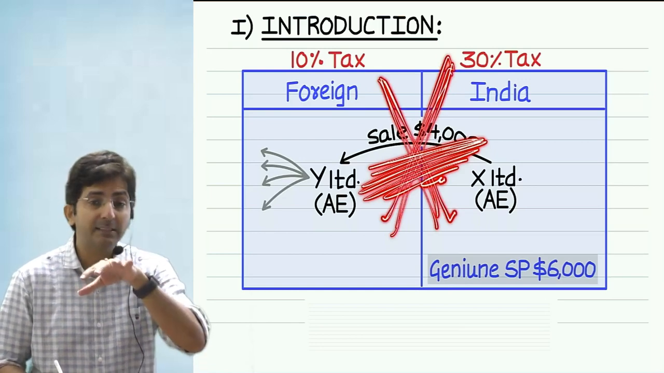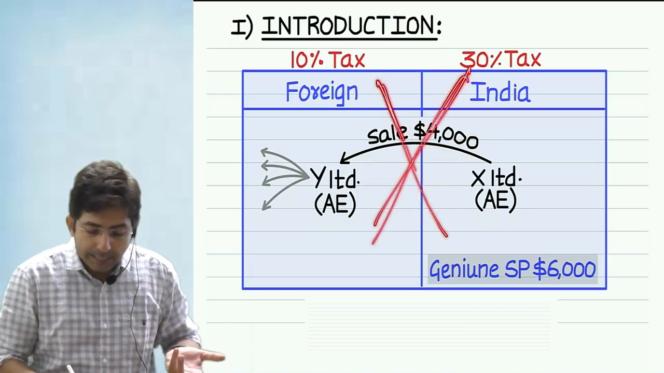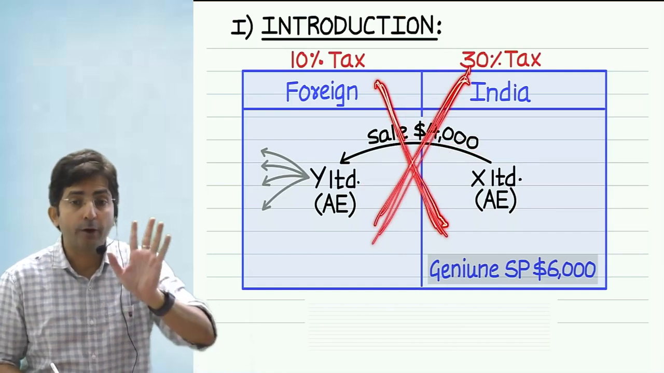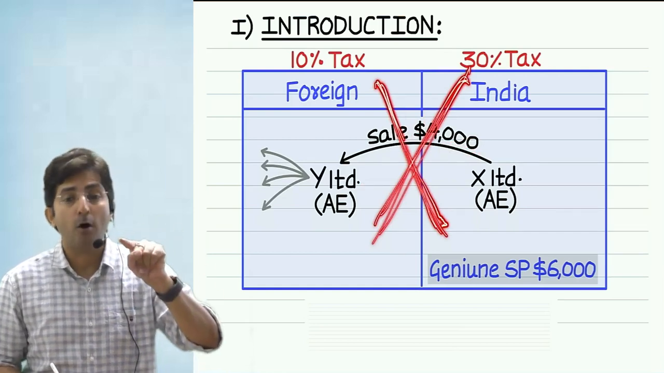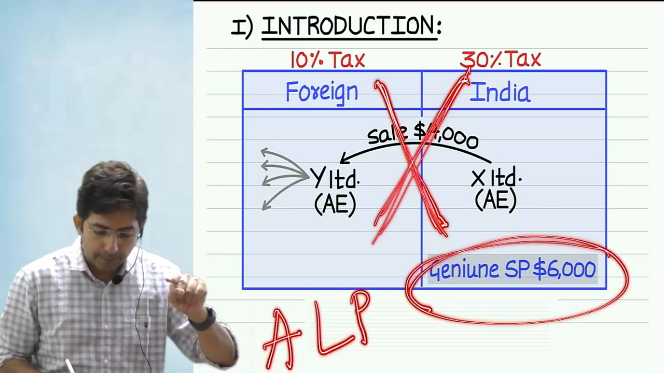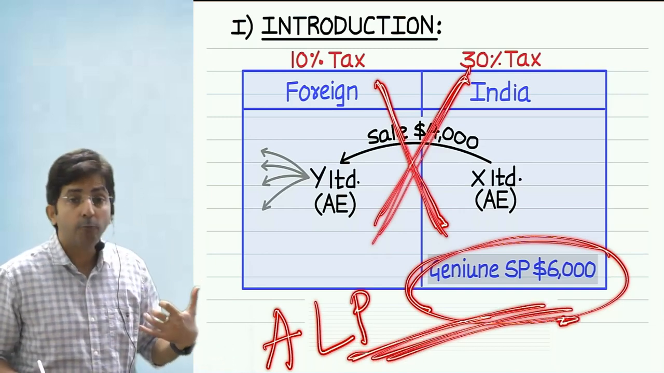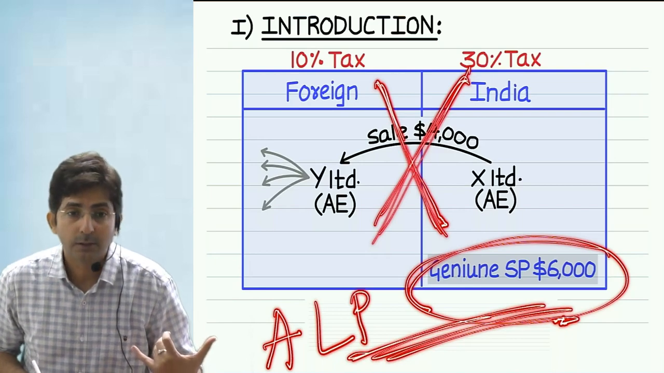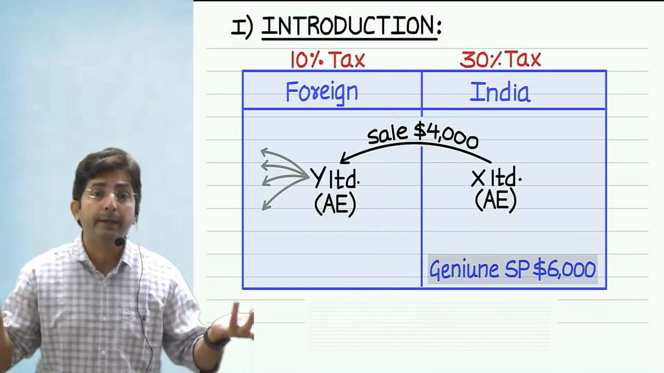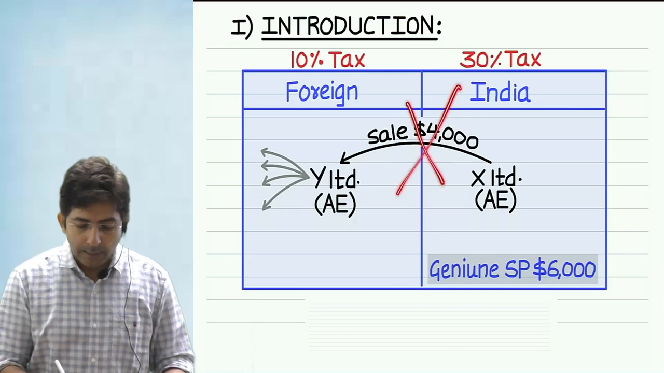Because it is a manipulated price, the solution is: don't accept the price declared by X Limited in its sale. Just ignore it. And you should rely upon the genuine sale price, which is called the arm's length price. Arm's length price is nothing but the genuine sale price, which in my example is $6,000. Because this cheating is going on globally, the solution left with the government is, don't rely on the price.